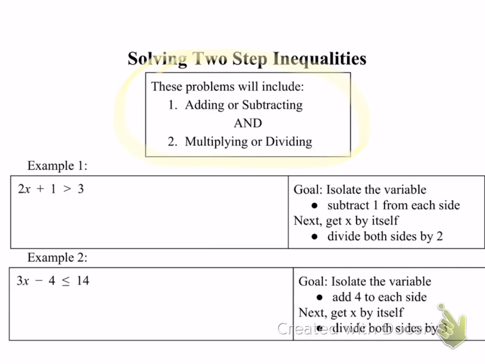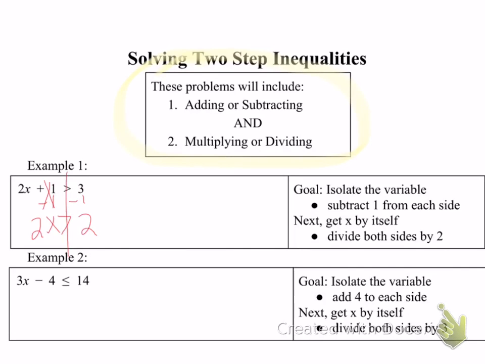So if you look at the first example, I have it written out, our steps of what we need to do. Our goal is to isolate the variable. So we need to move over that 1, and we do that by subtracting it from each side. So -1, -1. These will cancel out. So you've got 2x is greater than 2.